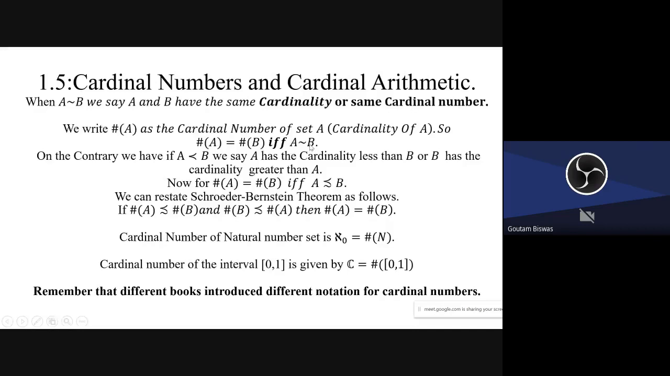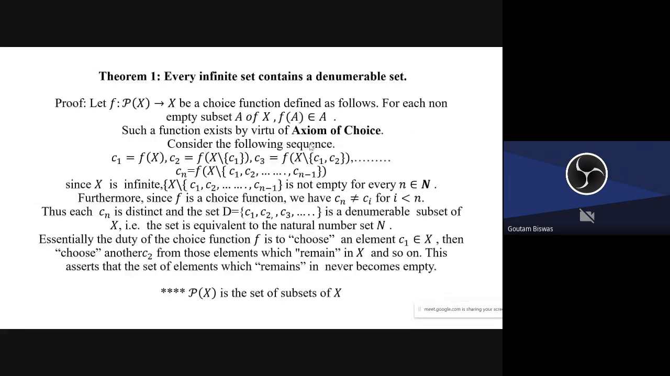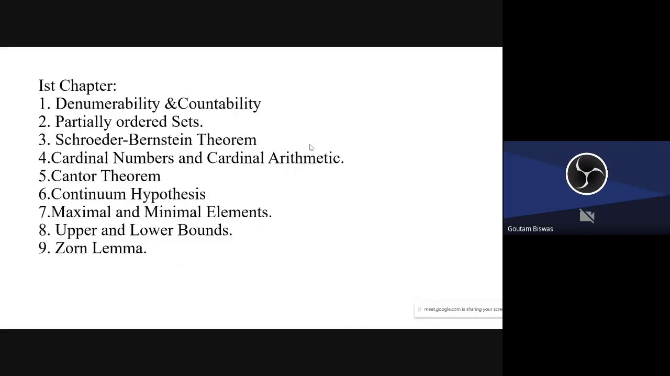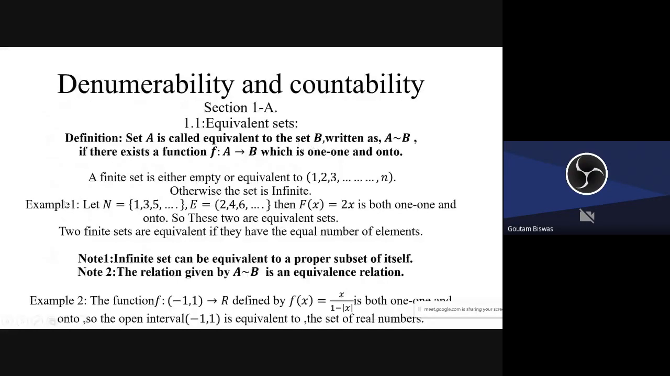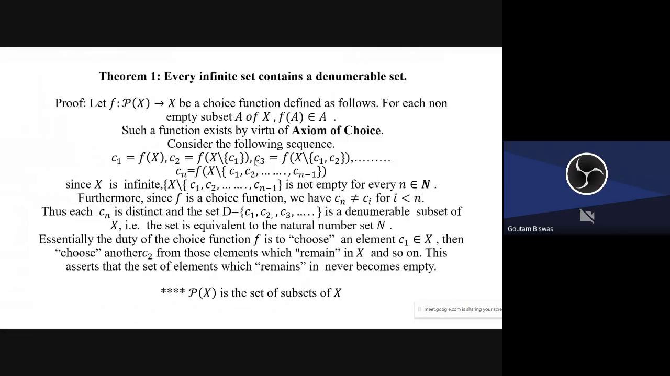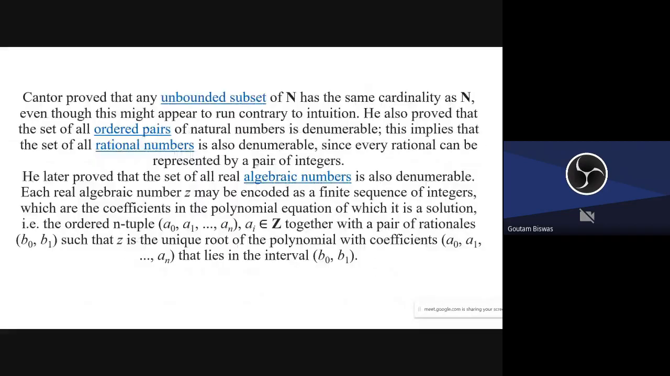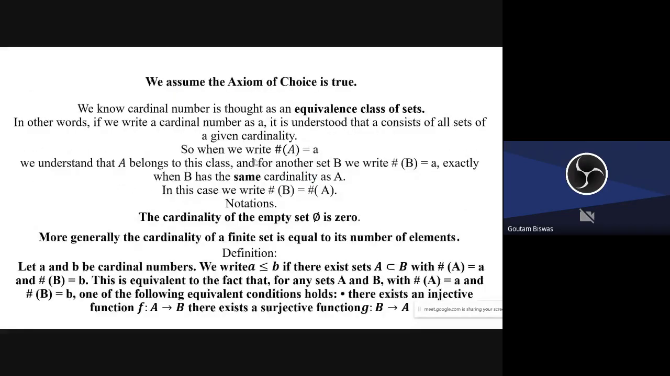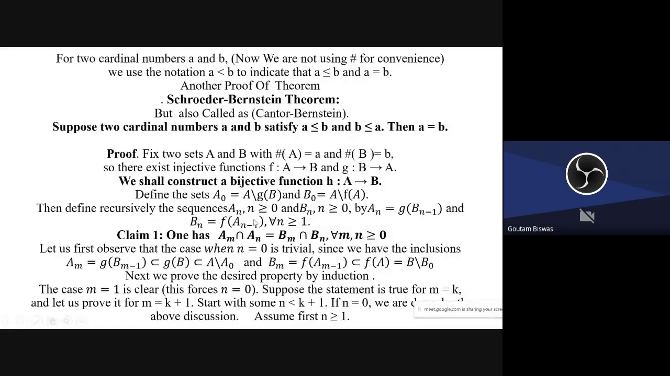You see the definition. Okay, so equivalence means there is a function. Now what is an equivalent set? Equivalent sets mean there is a function which is one-one and onto. But cardinality ensures that there is f as well as g. Now we shall construct a bijective function from A to B.